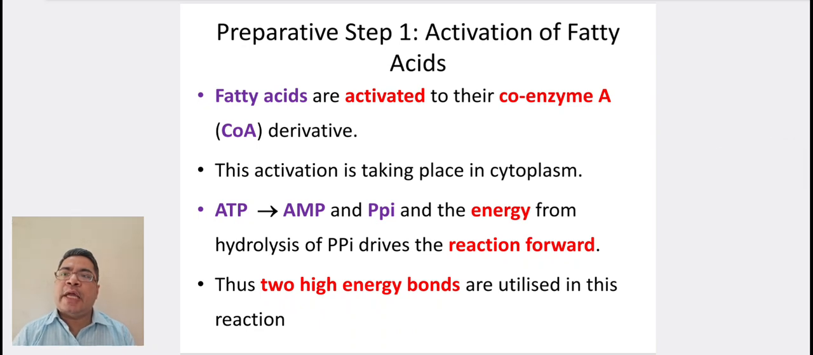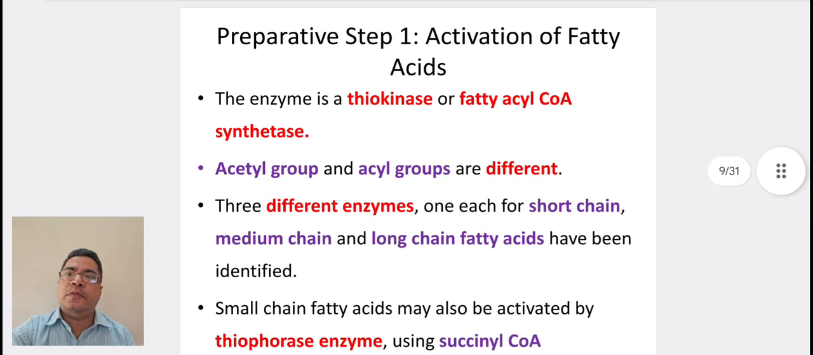Preparative step 1. Activation of fatty acids. Fatty acids are activated to their coenzyme A derivative. This activation takes place in the cytoplasm. ATP gives AMP plus PPi, and the energy from the hydrolysis of PPi drives the reaction forward. Thus, two high energy bonds are utilized in this reaction. The enzyme is thiokinase or fatty acyl CoA synthetase.